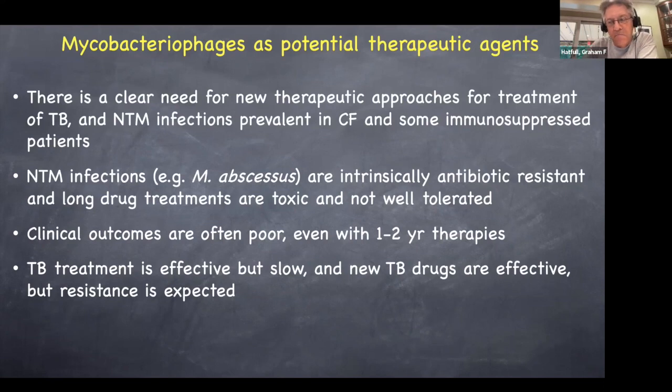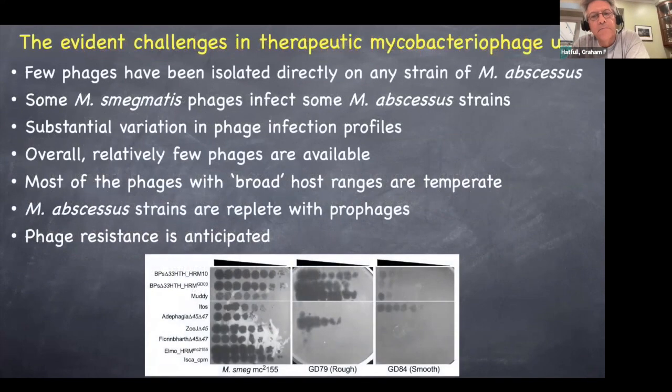TB is a different disease altogether, but we think there's also the potential for contributions for phages there. So I'm just going to go through some of the challenges here briefly, and then I'm going to show you some specific examples. So first of all, few phages have been isolated directly on any strain of Mycobacterium abscessus, and although we've tried quite hard, the yields are very poor, so quite a bit different from the experiences we have isolating Mycobacterium smegmatis phages, which is actually relatively straightforward.